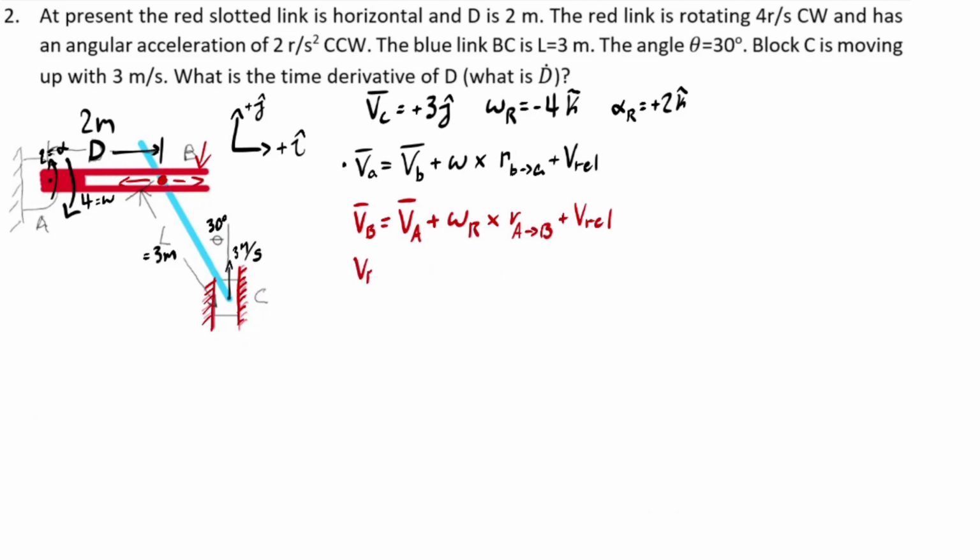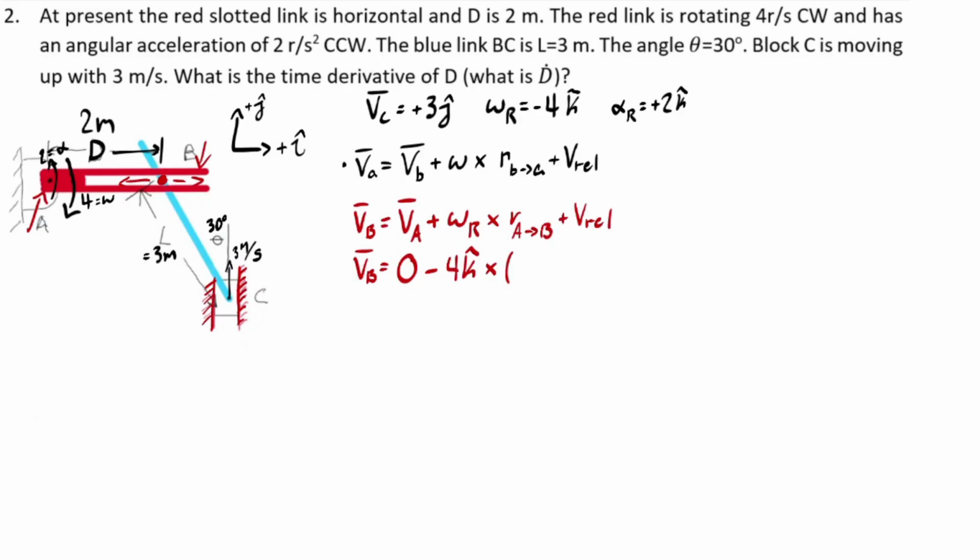So VB equals VA. Now VA, the velocity of point A, so point A is on a fixed support. It's on this little thing. So it's not going to have any velocity in the I or in the J. So that's just going to be a 0. Plus the angular velocity of the red link, which was given as negative 4k, cross their position vector.